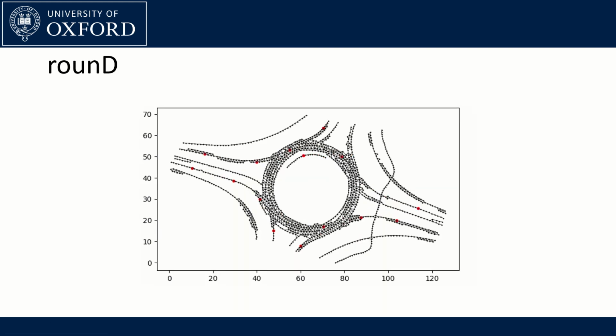And finally, this is the animation for the rounD dataset, just to show how vehicles would move on a roundabout graph. Just one thing to note about this. This here is a truck which was parked in this region in the actual dataset. That's not an error in the animation itself.